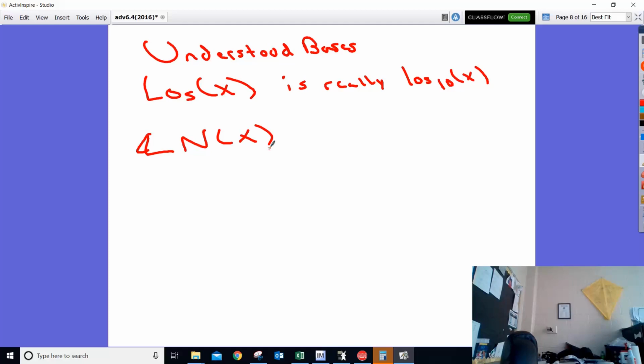Look at the ln key on your calculator. In blue, what do you see? It's telling you what the bases are if you just look at the keypad. So ln of x is really log base e of x. All it is. Now the other thing we need today is the change of base formula.